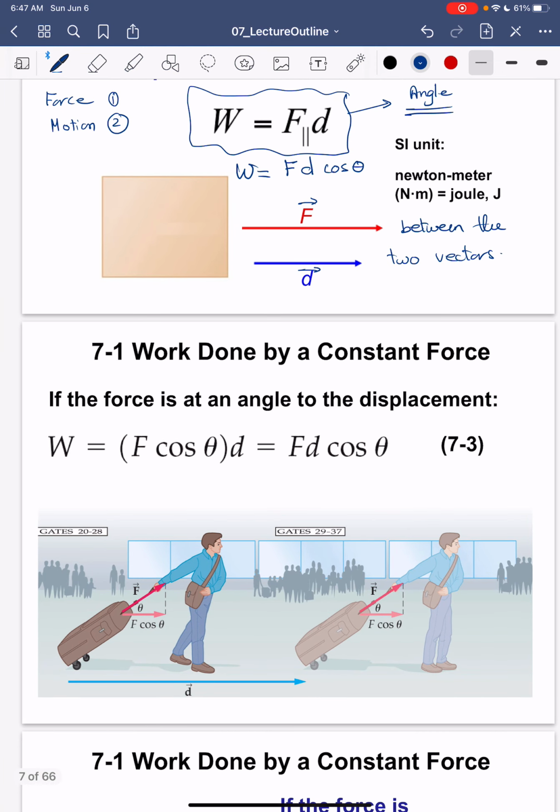Now, in general, this force is acting at an angle on this suitcase, and this is the reason why we need to find the component of the force in the direction of the displacement, which is going to be F cosine theta, and then you multiply it by D to get the work done.